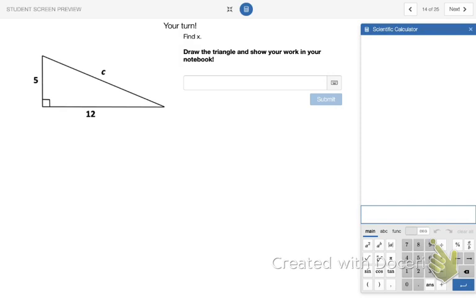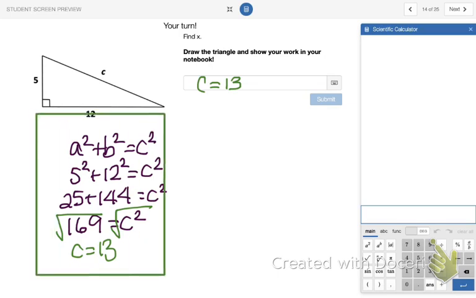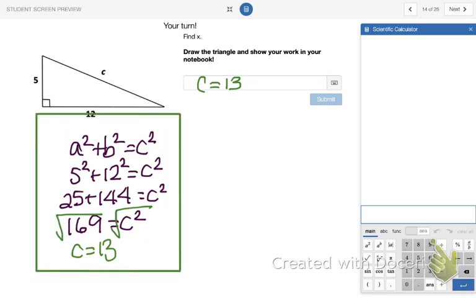Pause your video. All right, welcome back. So you should have had something similar to what I have written here in your notebook. So I have a squared plus b squared equals c squared. And then I substituted in, and I got 5 squared plus 12 squared equals c squared. I evaluated the squares, and I got 25 plus 144 equals c squared. Finally, I added those two together, and I got 169 equals c squared. Then I did the inverse operation, did square roots, and I got the square root of 169, which is equal to 13. So my answer is c equals 13.